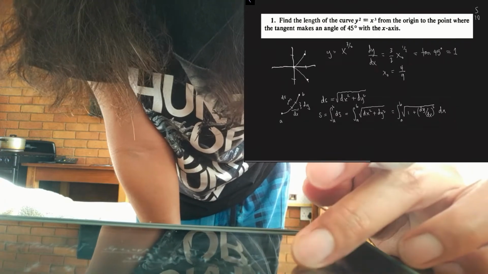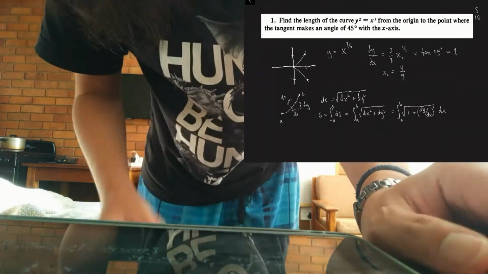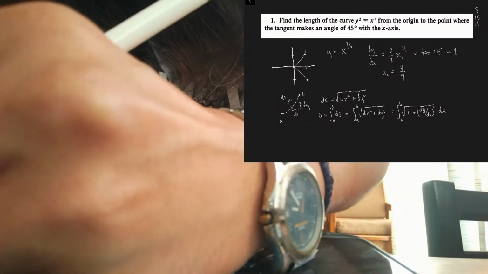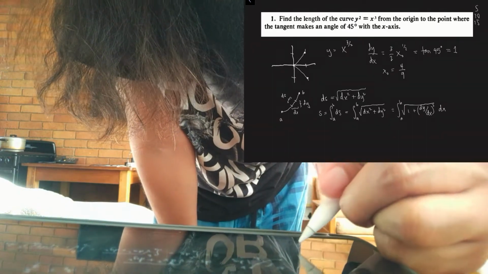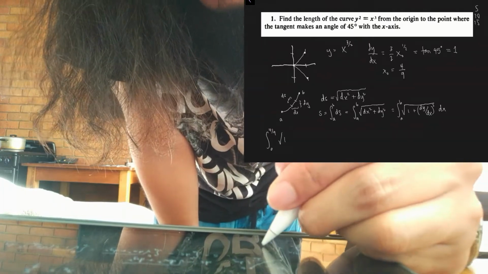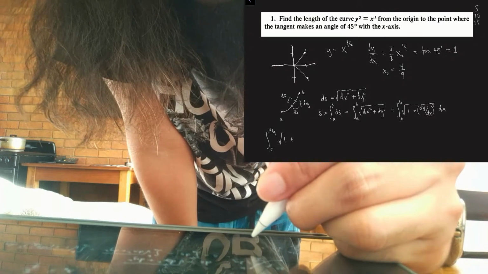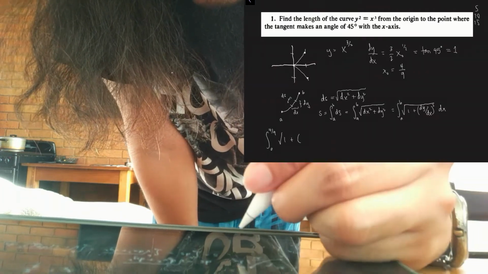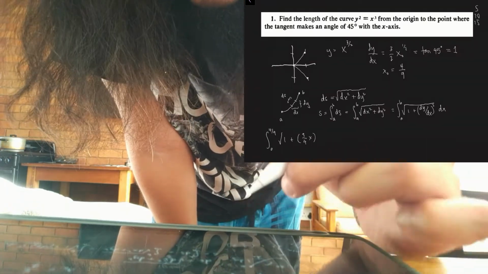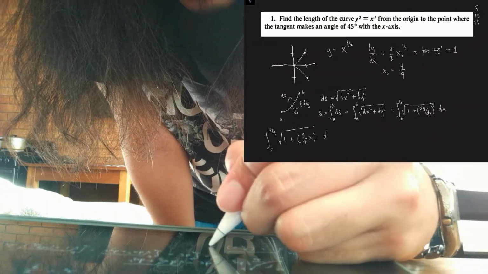Now we're going to use this equation to solve for the length of the curve in our problem, because we know the starting point, the origin, and the end point, which is 4 over 9. So we just evaluate from 0 to 4 over 9 the square root of 1 plus the square of the derivative of our function. The square of the derivative of our function is 9 over 4x, so this is already the square. And then you have dx.